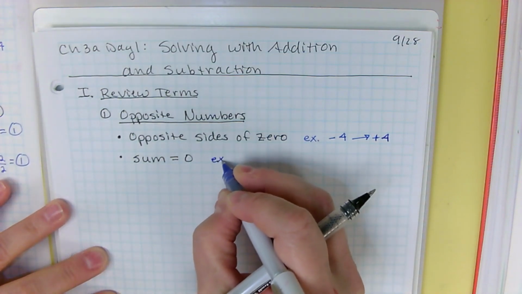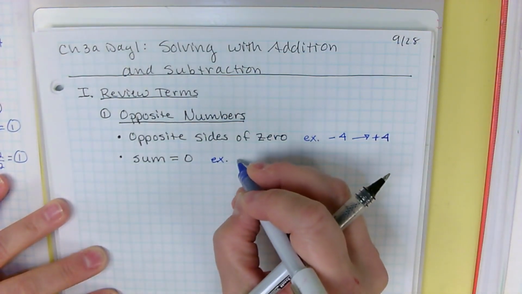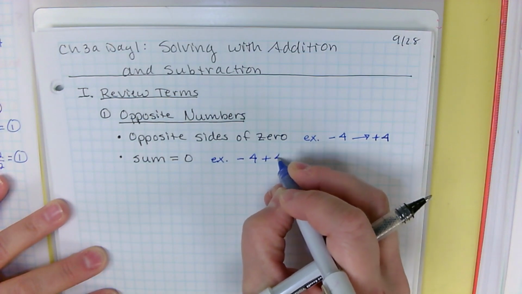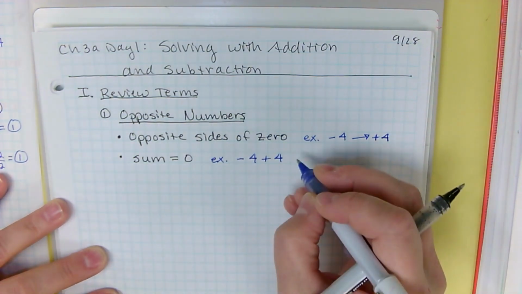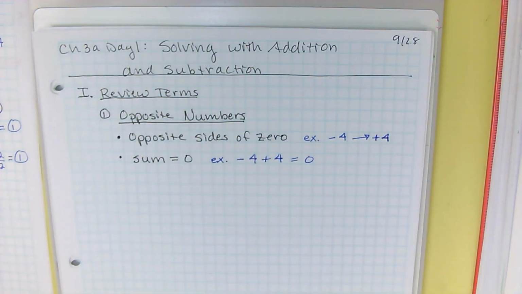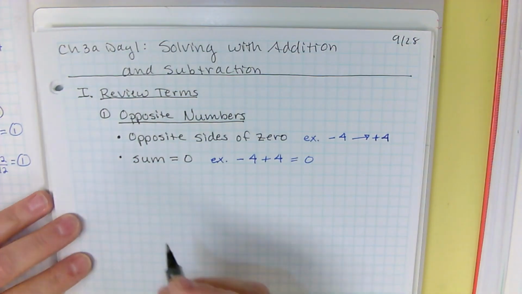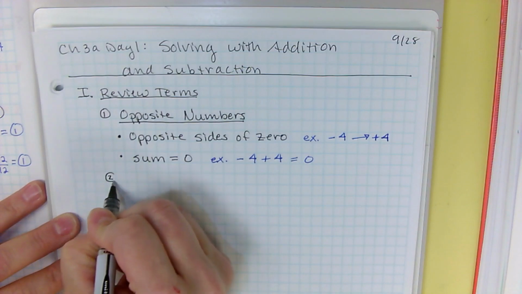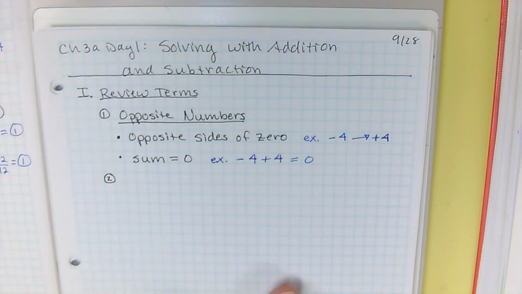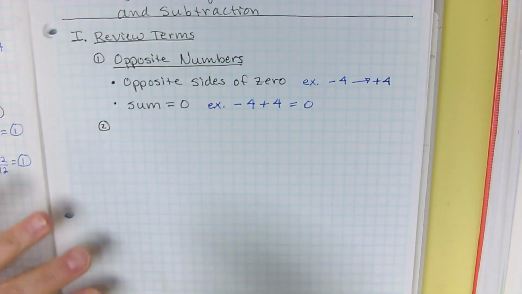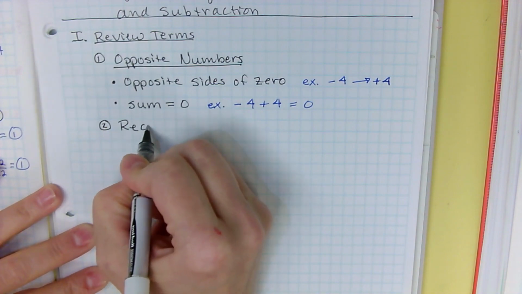So again, taking our last example, if I take -4 plus 4, so I find their sum, -4 plus 4 equals 0. So we're going to use that to our greatest advantage. Those are opposites. The second term is reciprocal numbers.